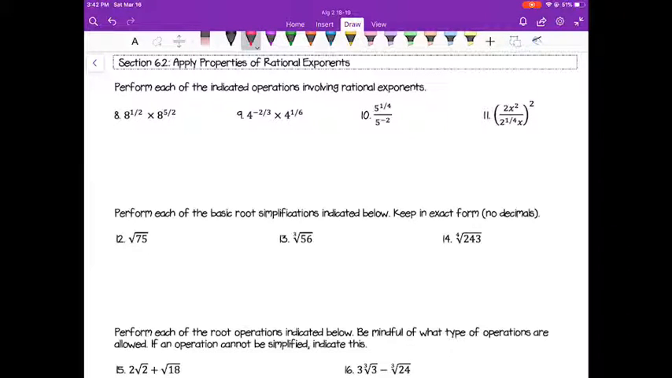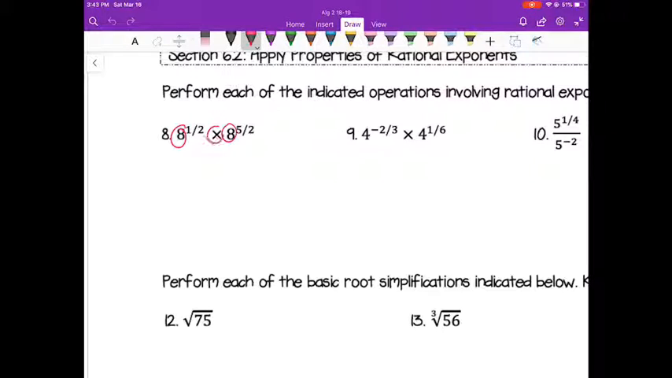So in problem number 8, when I have 8 to the 1/2 times 8 to the 5/2, I've got the same base for both, 8 and 8. So when I'm multiplying two numbers with the same base, I just add my exponents. So I have 8 to the 1/2 plus 5/2, which is 6/2. 6/2 is just 3. So I have 8 cubed. Now, if my power is 4 or less, that's usually a pretty good rule that we should evaluate it. So that means that 8 to the 3rd power, our final answer, is 512.